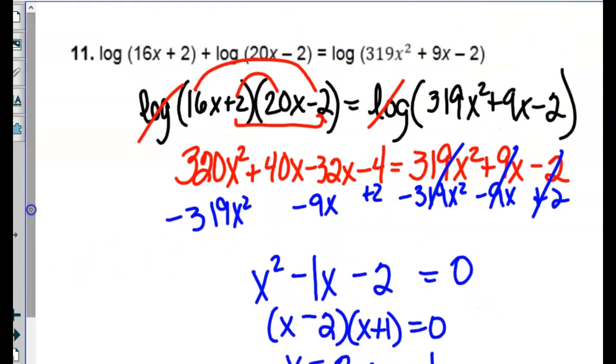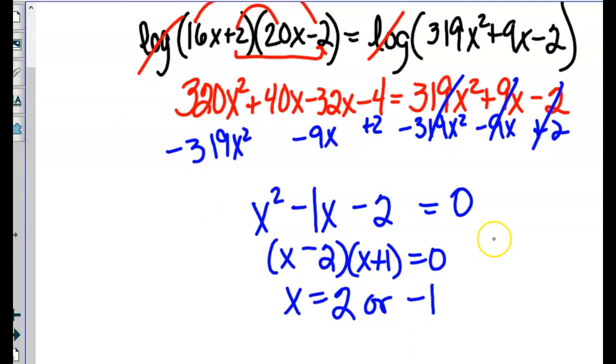If I go back to the beginning, can 16 times negative 1 plus 2, that'd be like what? Negative 14? Can you take the log of negative 14? Everybody good?